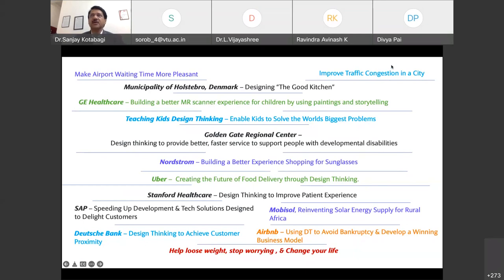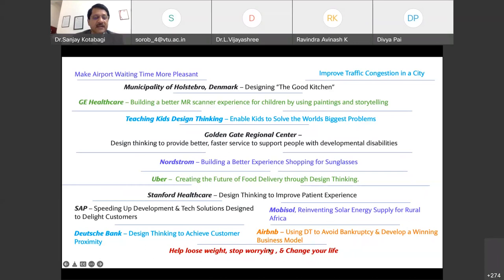Today in this world, the people who are really working for the betterment of society are taking up different kinds of problems which are really required, believe it or not. For example, I am just projecting the list of possible problems people are already addressing. At the personal level, the last one says, help lose weight, stop worrying, and change your life. This is one of the classic examples of using design thinking principles to design our own life on a day-to-day basis.